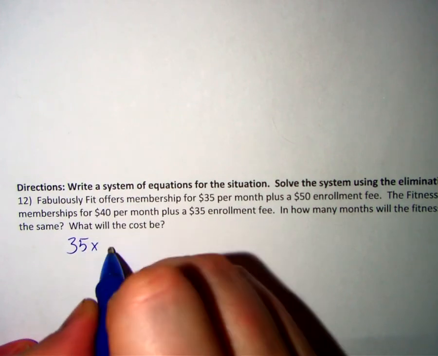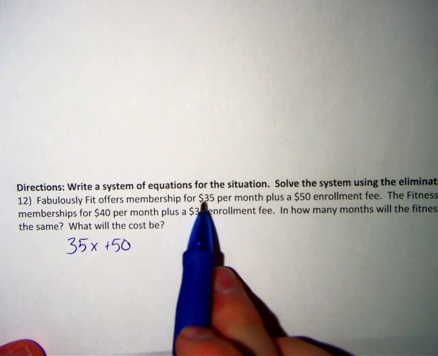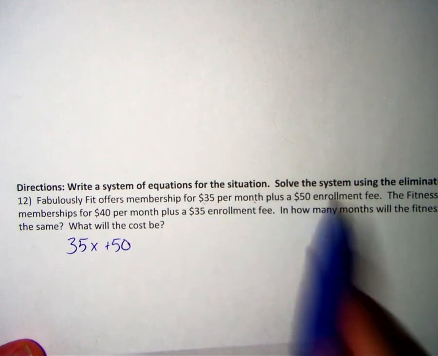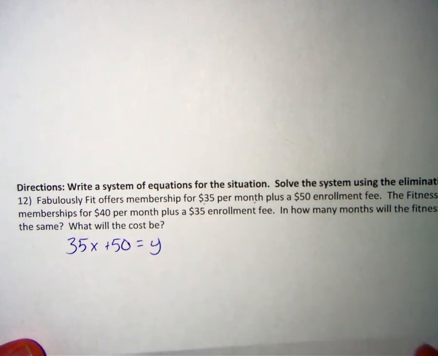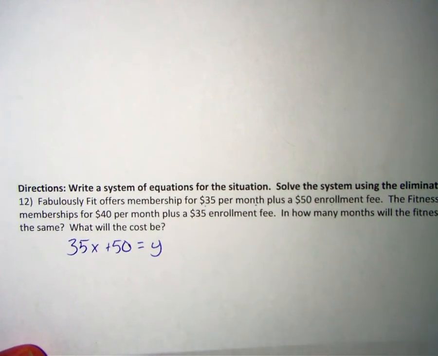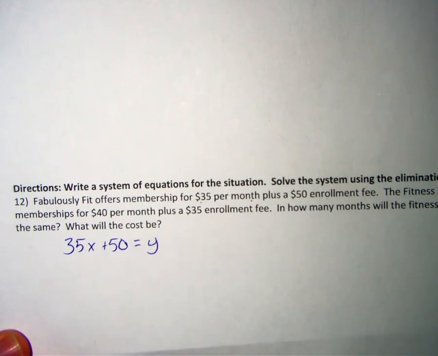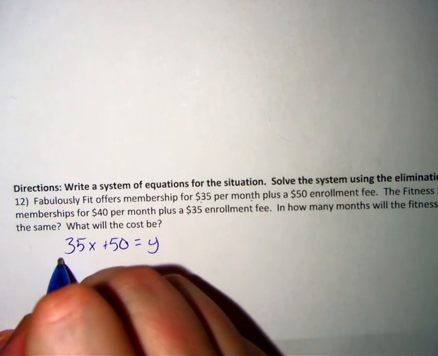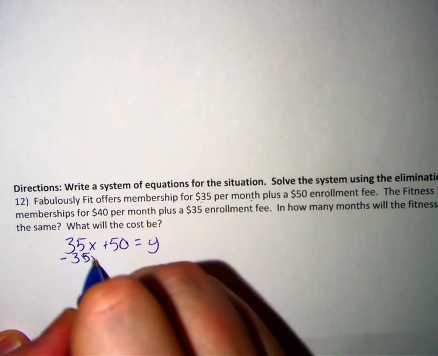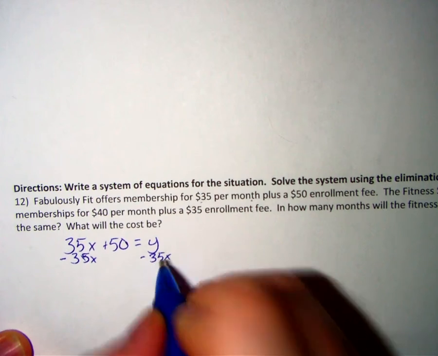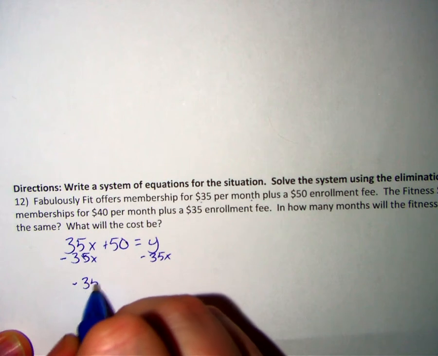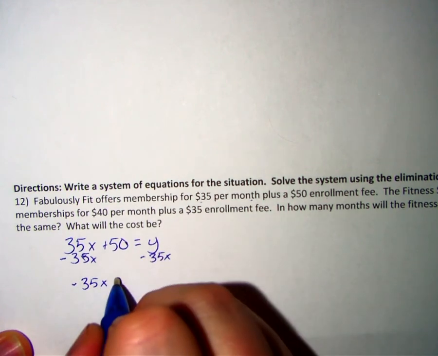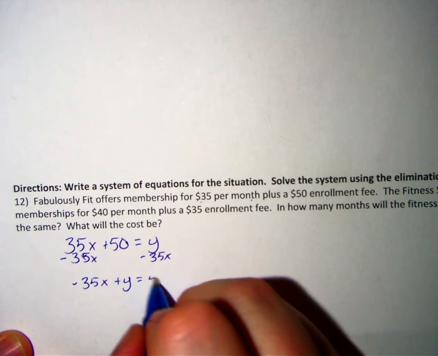So, we're going to start with 35x plus 50, because it cost me $35 per month, plus the original $50 enrollment fee, is going to equal my total cost. Well, I can already see that this is not in standard form, so before I do anything, I'm going to change it to standard form. Subtract 35x from both sides, and we're left with negative 35x plus y equals 50.